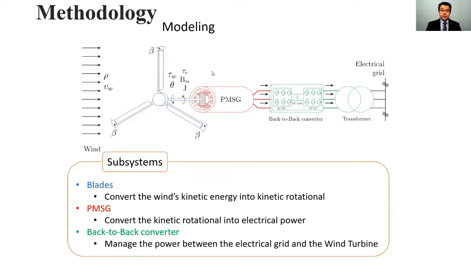To model the whole system, we consider three subsystems: the blades that convert the wind's kinetic energy into rotational kinetic energy, the PMSG that converts the rotational kinetic energy into electrical power, and the back-to-back converter that manages the power between the electrical grid and the wind turbine.